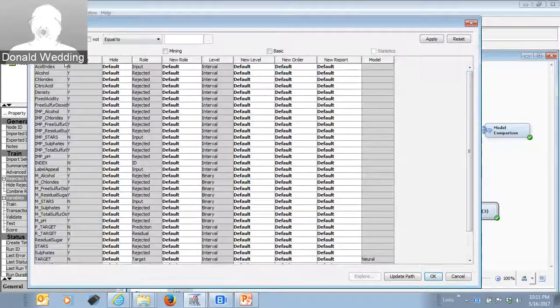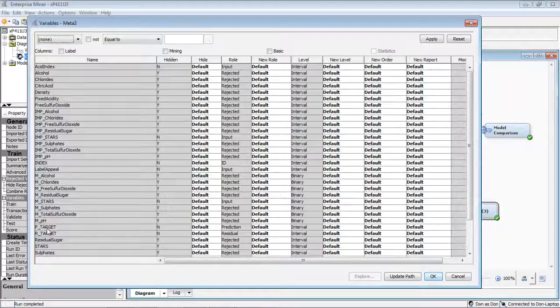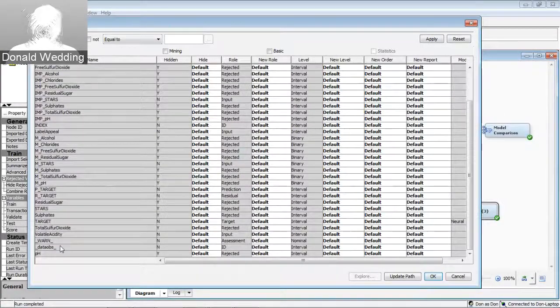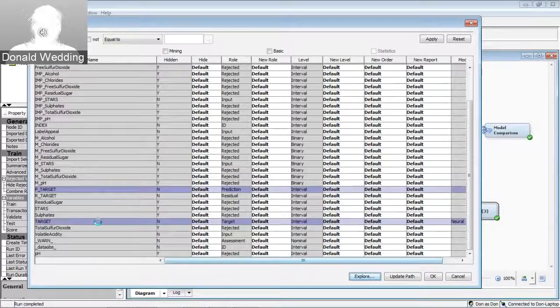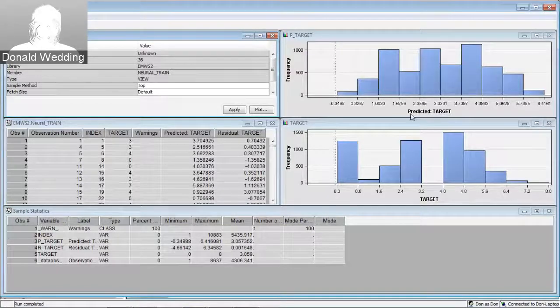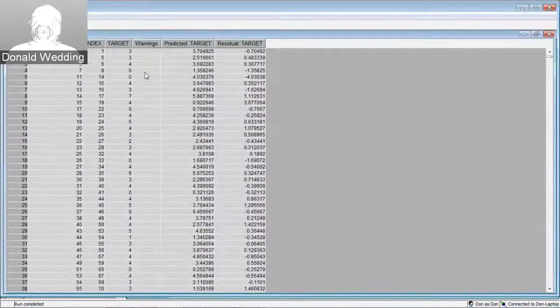Okay. So here's all of his variables. And remember that we were predicting target, and this is what SAS predicted. So this was our target. This is how many cases of wine people had. We sold three cases of wine, but SAS predicted that there would be 3.7. This guy had four. He predicted 3.6. There was five. He predicted four. So this is what really happened. This is what SAS predicted using the neural network.